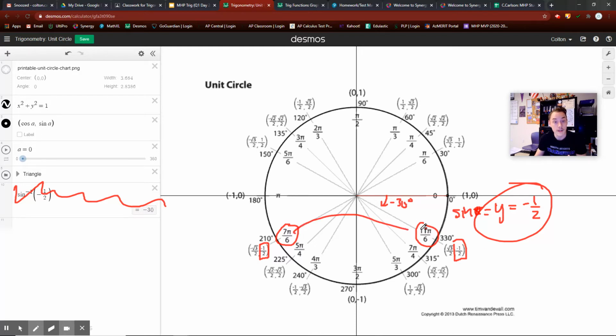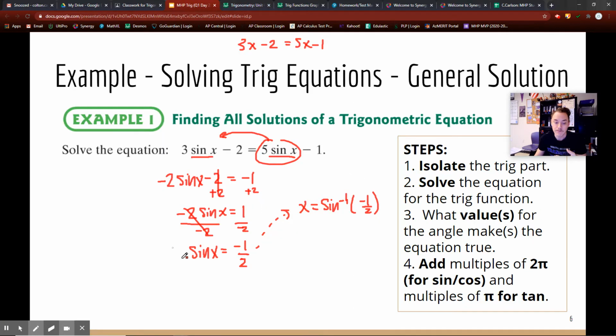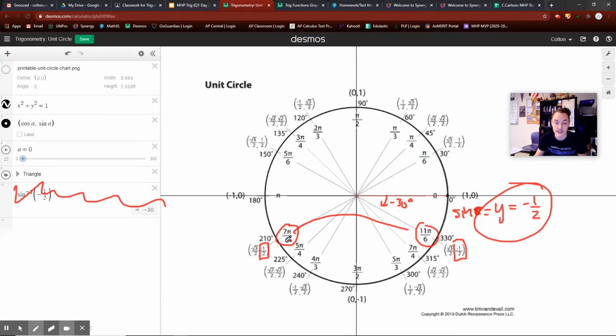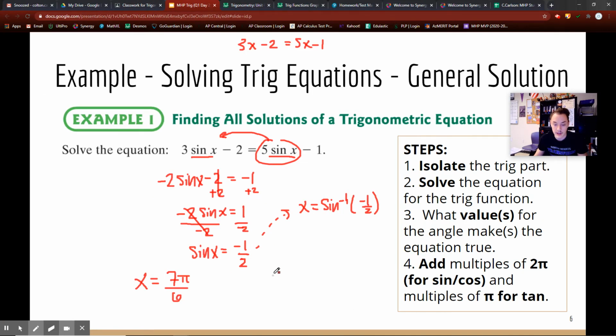So what am I going to do? I'm going to put them there. So what does x equal? X equals, first of all, 7 pi all over 6, because that's one of them, and then x also equals 11 pi all over 6. Now, I found my values. That was step 3. So this was step 1, this was step 2, and then this was step 3.